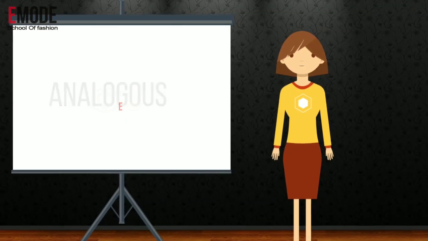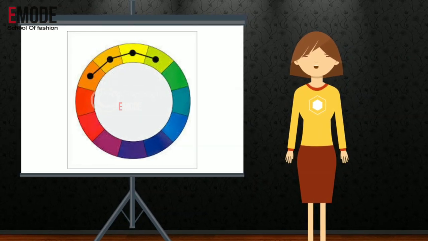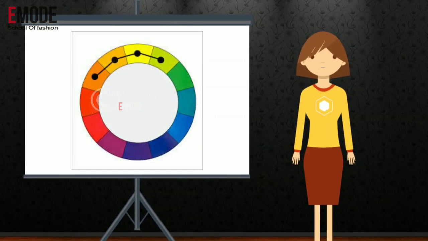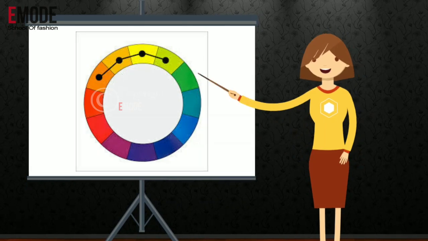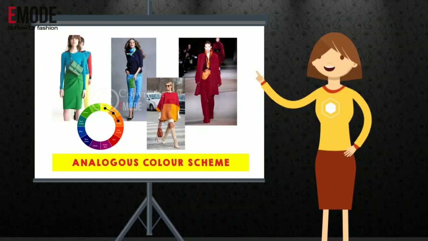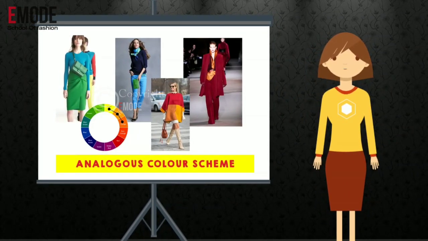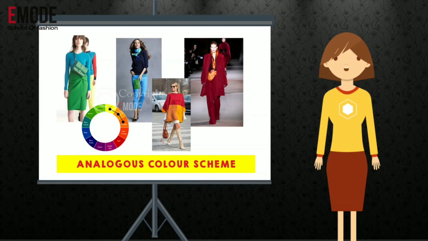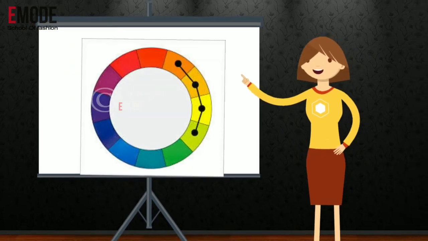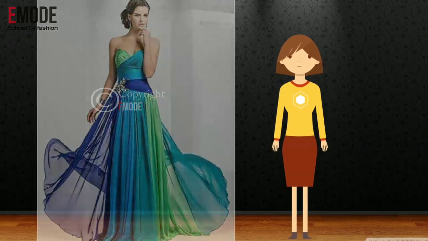Last one is analogous color scheme. When looking at a color wheel, there are usually a few colors that are serene and pleasing to the eye. They are located next to each other on the wheel, are generally harmonious, and are found in nature. This is referred to as an analogous color scheme, and when working with them, you should choose one dominant, one supportive, and a third accent color. In this image you can see the beauty of this color scheme.